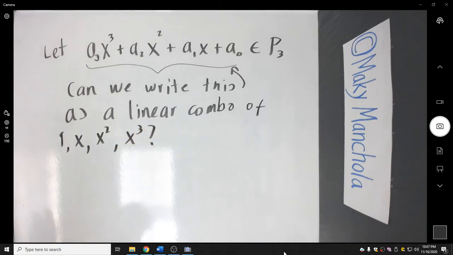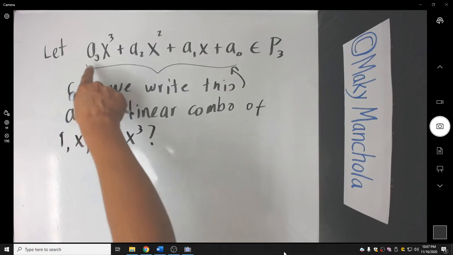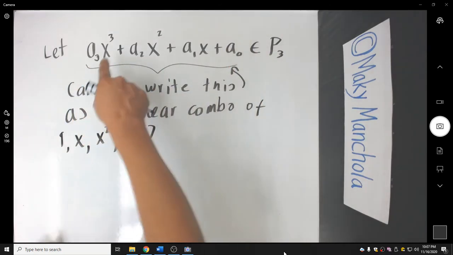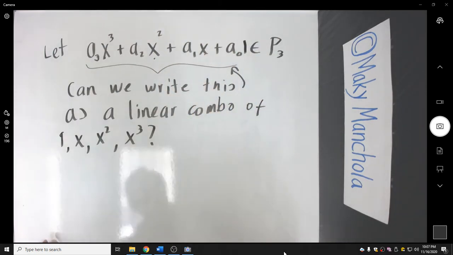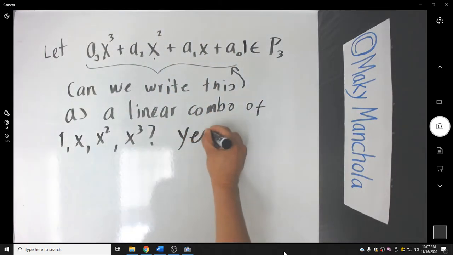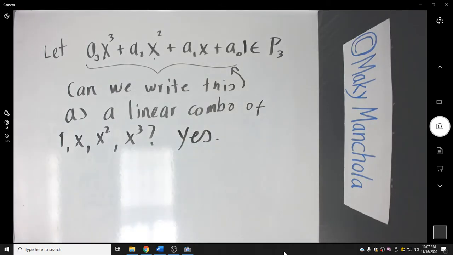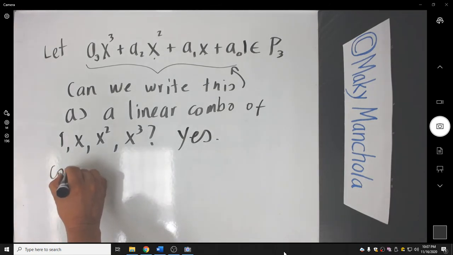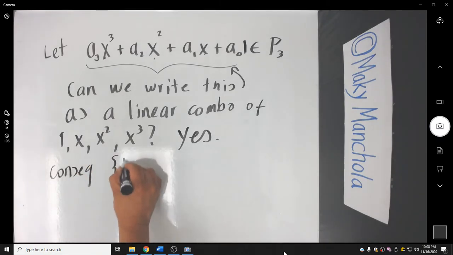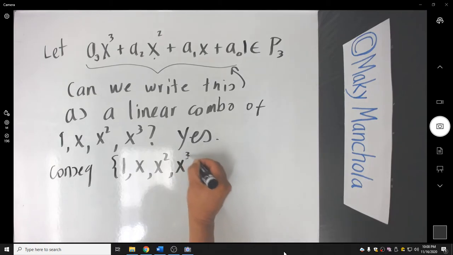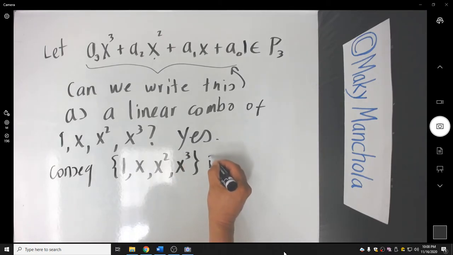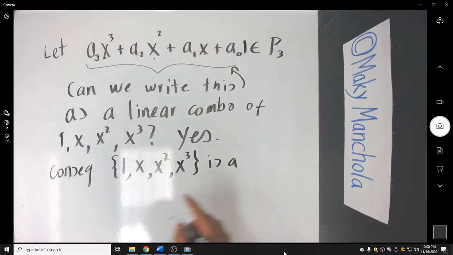And the answer is obviously yes. It is a linear combination of 1, x, x squared, and x cubed. So consequently, the set consisting of 1, x, x squared, x cubed is a spanning set of P3.